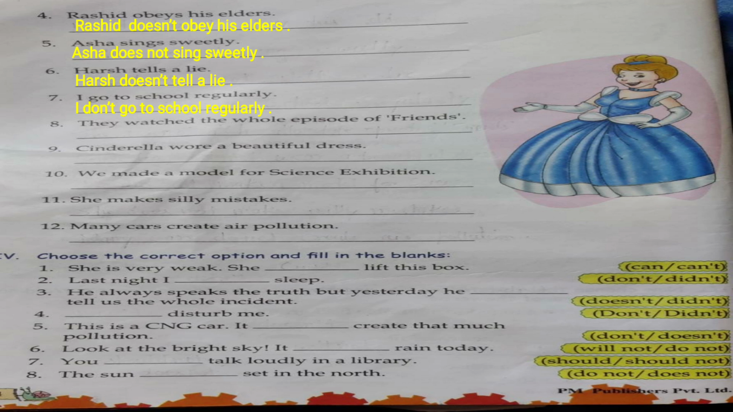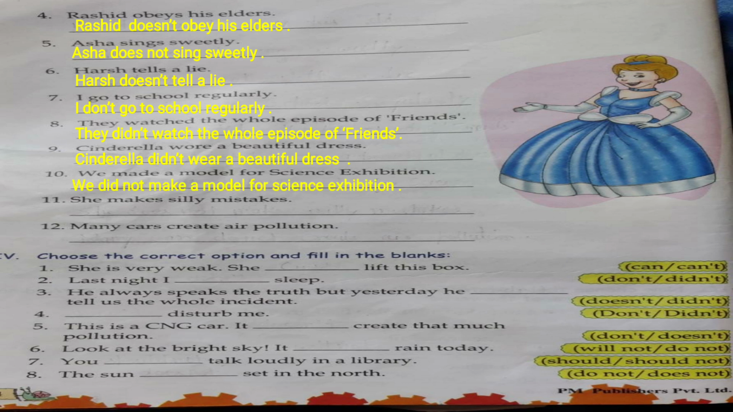They watched the whole episode of Friends. They did not watch the whole episode of Friends. Cinderella wore a beautiful dress. Cinderella did not wear a beautiful dress. We made a model for the science exhibition. So we have used "made" here. Made is also past tense. While converting into a negative sentence, we use "did not" here. We did not make a model for the science exhibition. She makes silly mistakes. She doesn't make silly mistakes. Many cars create air pollution. Many cars don't create air pollution.